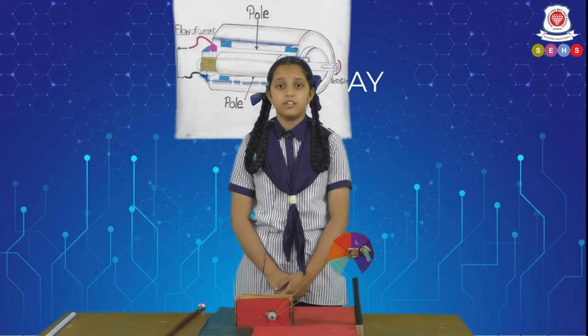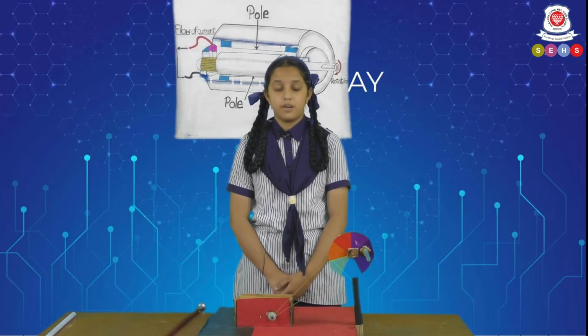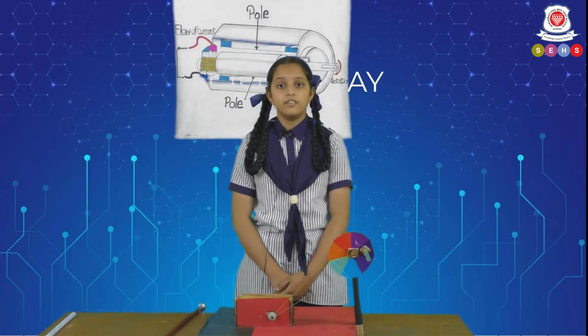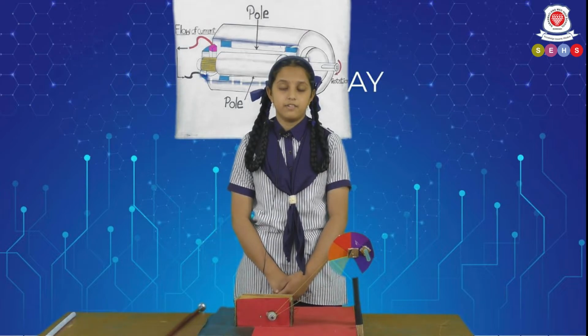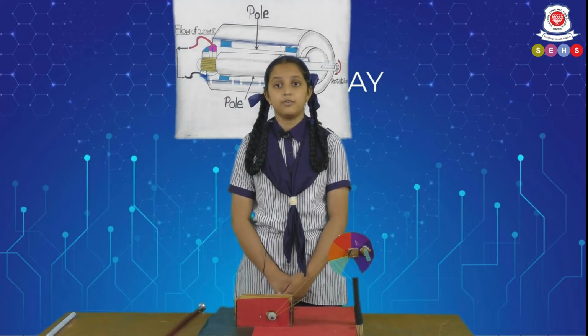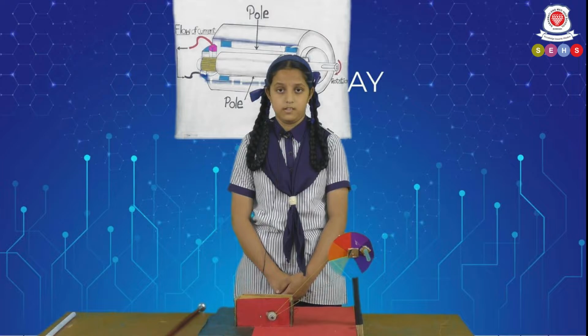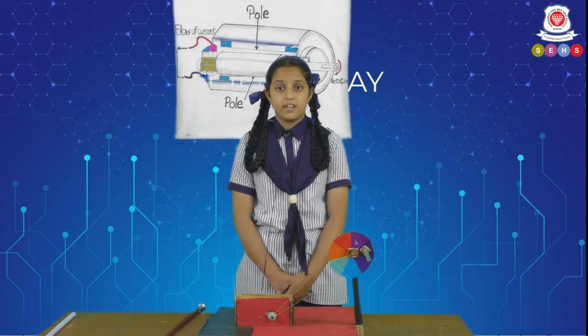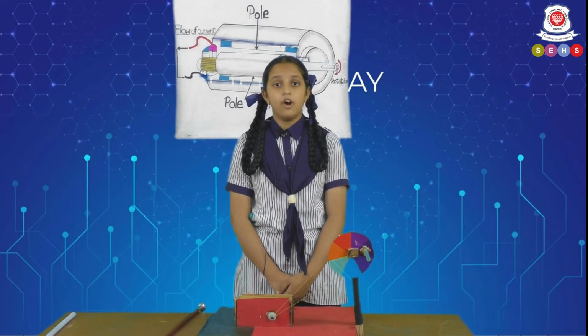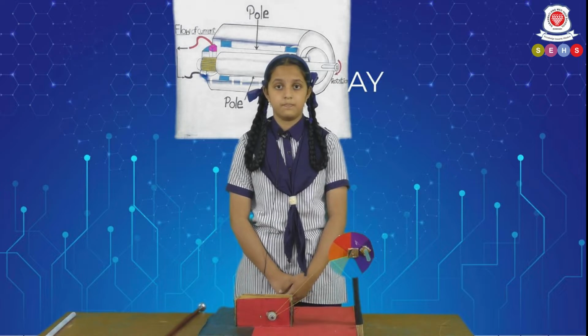Hence, the direction of current in every armature conductor will be alternating. But with a split ring commutator connection of the armature, the connection to the conductor reverses when the current reversal occurs. Therefore, we get unidirectional current at the terminals. Now, my teammate Savaria will explain the further activity on DC generator.